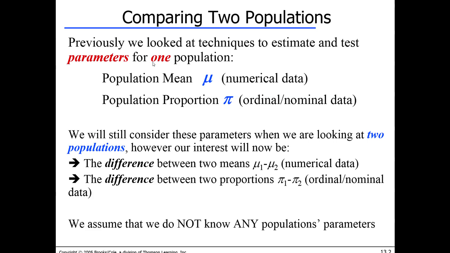So when we discussed one population, it was either numerical data, in which case it was the mean, or it was categorical ordinal nominal data, in which case it was population proportion, right? So starting today, we're going to look at multiple different populations and our ability to test them at the same time. So what are the applications of this material?